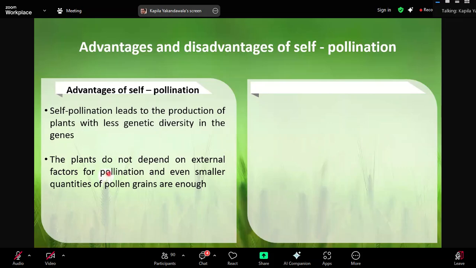It doesn't matter. And usually if the plant is cross-pollinated, the plant produces a large number of pollens. Why? Because most pollen can be wasted. Producing large number of pollens means what? We have to use a lot of energy for that, food for that. So it will be a waste. So wastage can be minimized.